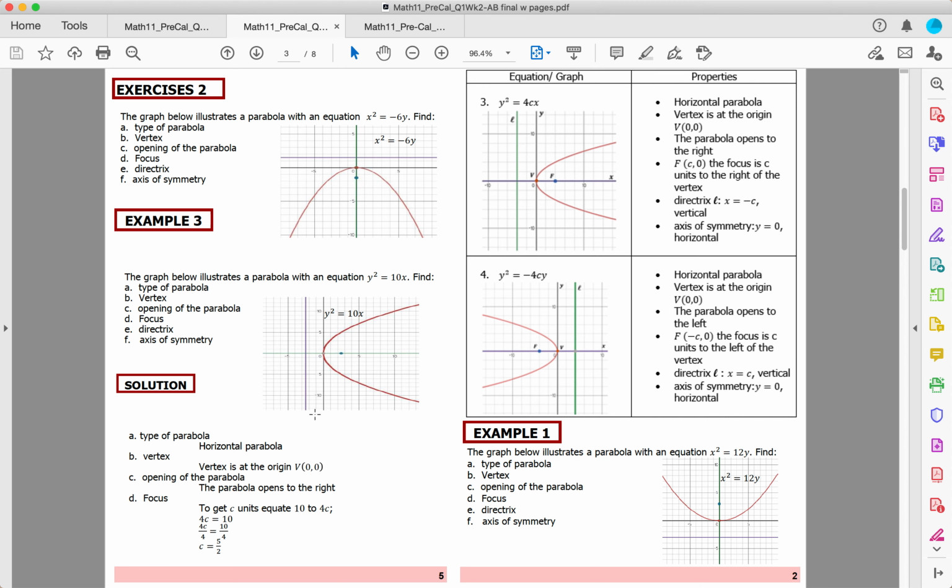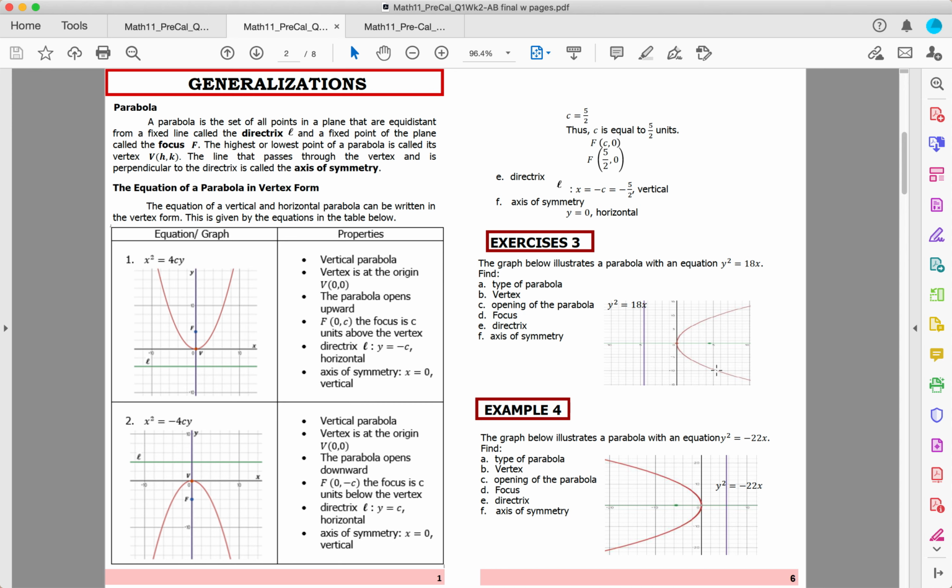For exercise number 3, where is exercise number 3? Okay, for exercises 3 and 4, these are horizontal parabolas, right? These are horizontal parabolas because one is facing to the right and the other one is facing to the left. Another way of saying it is facing or opening. Some books would tell you it's opening upward, opening downward. Okay, now the same, the vertex is at the origin.